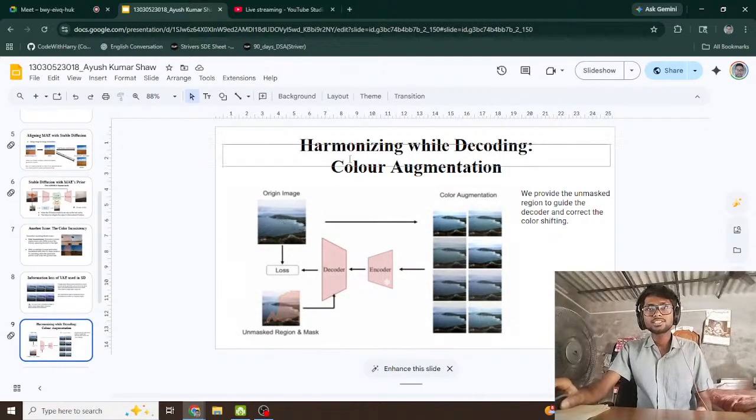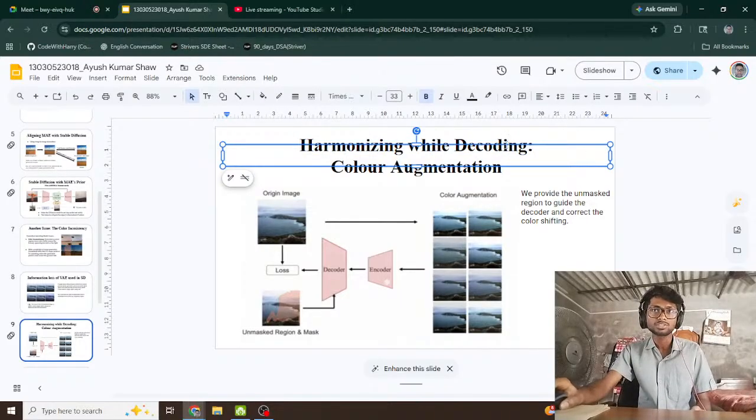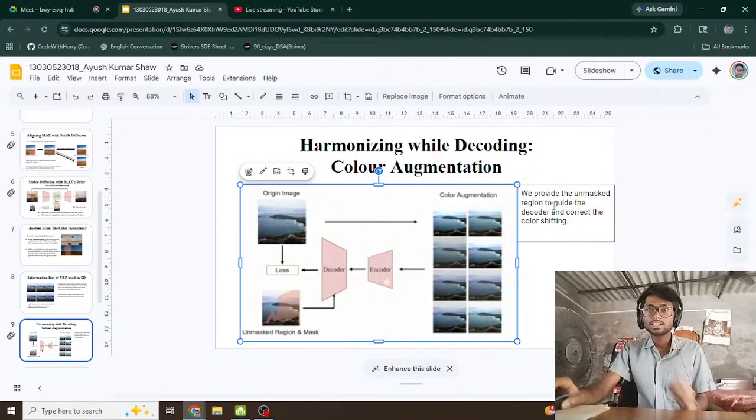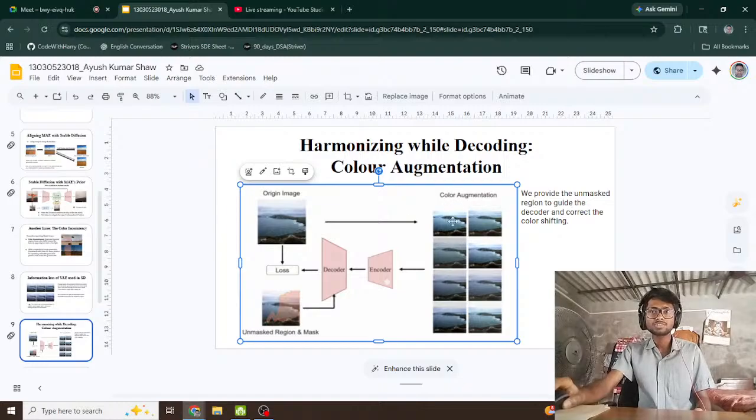So they take the original, which means harmonizing while decoding. They try to harmonize the original picture during the decoding process. They pick the original image, apply a wide variety of color augmentations, and give this whole data set to the encoder, which then propagates to a decoder. Now the decoder has this augmentation, and further we provide the unmasked region and mask.